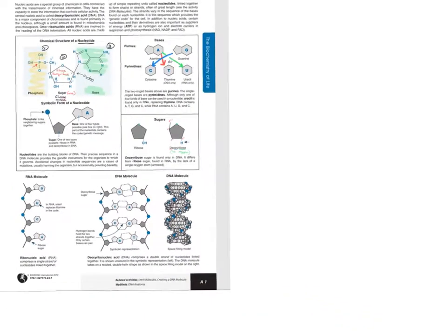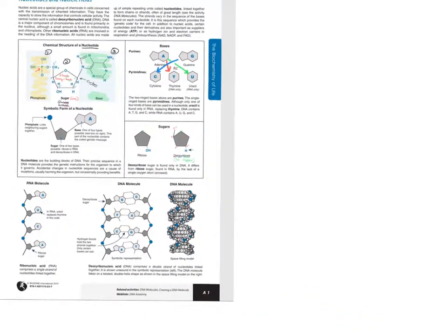So DNA, to be clear, is double-stranded. RNA is single-stranded. DNA has deoxyribose. RNA has ribose for the sugar. DNA has T. RNA has U. 3 big differences between DNA and RNA.